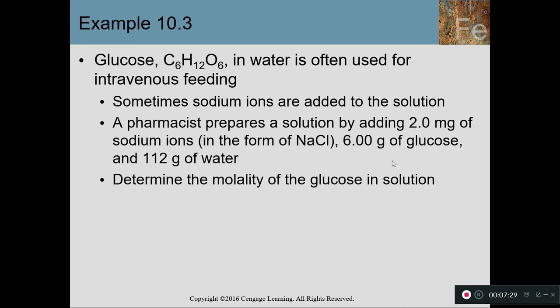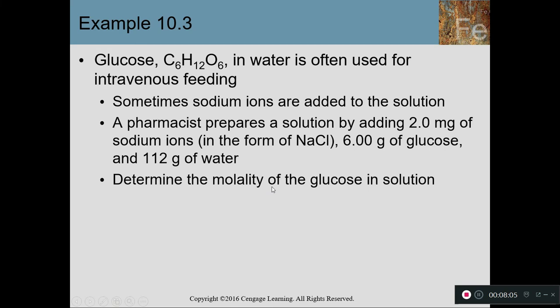Okay, so glucose is a compound that is often used in IVs. It is sugar, and so it's put in there in a small amount. And it says down here that what a pharmacist who might normally prepare it would do is take a little bit of sodium, which we're not worried about here, and then add 6 grams of glucose to 112 grams of water. So 6 grams of glucose and 112 grams of water. Both are measured on a balance. So determine the molality of the solution.